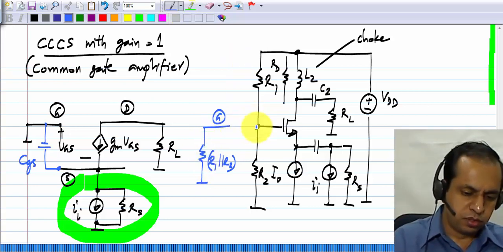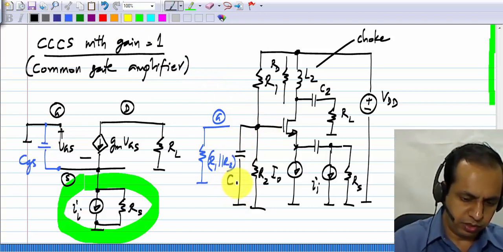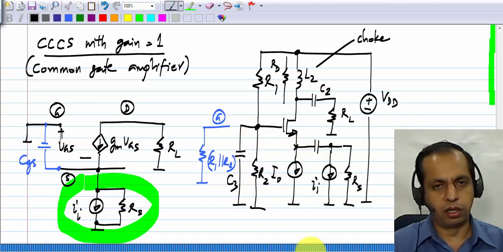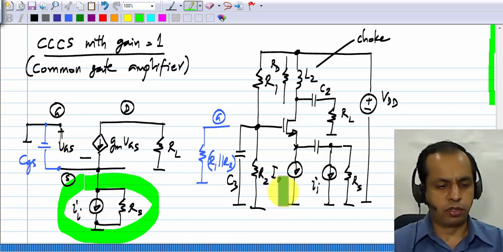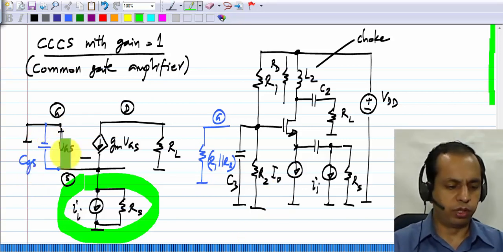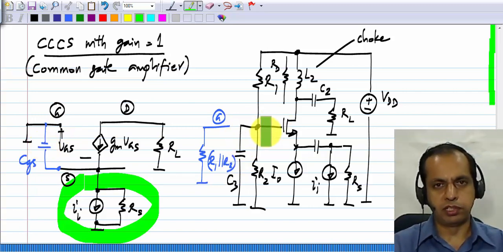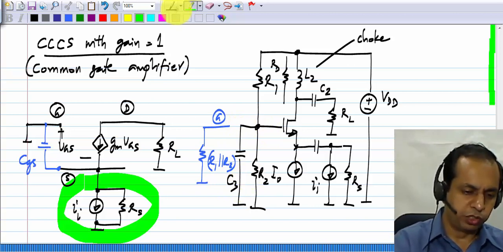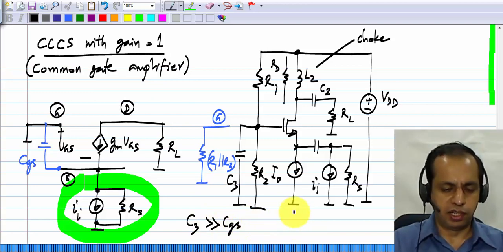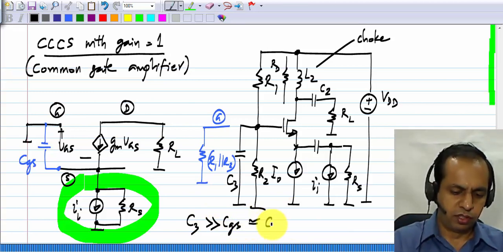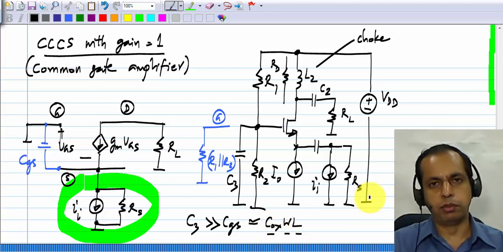So we always connect a capacitor also, a large capacitor, let me call it C3, between the gate and ground. That makes sure that the gate is connected to ground. Now we have not studied the transistor model including this capacitance, but take it from me that in a common gate amplifier you do connect a capacitor from gate to ground. And how much should this be? It should be much more than CGS of the transistor, and CGS of the transistor is of the order of Cox times WL. You are familiar with these terms Cox, W and L from the MOS model.